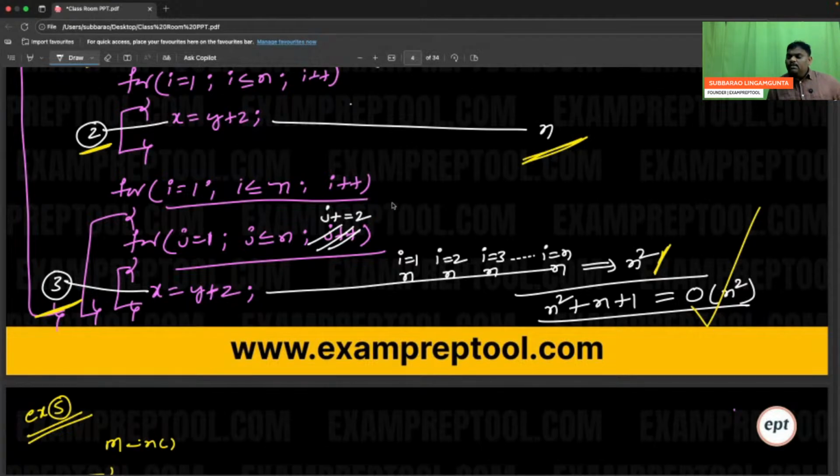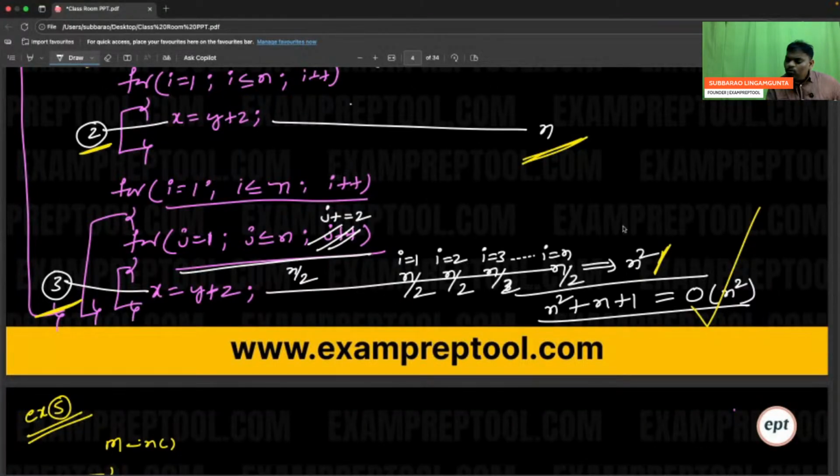What is the meaning? J is always incrementing by 2. So that means the second loop runs n by 2 times only. What is the meaning? For each I value, the J loop is n by 2 times. I is equal to 1, J loop is n by 2. I is equal to 2, J loop is n by 2. I is equal to 3, J loop is n by 2. I is equal to n, J loop is n by 2.